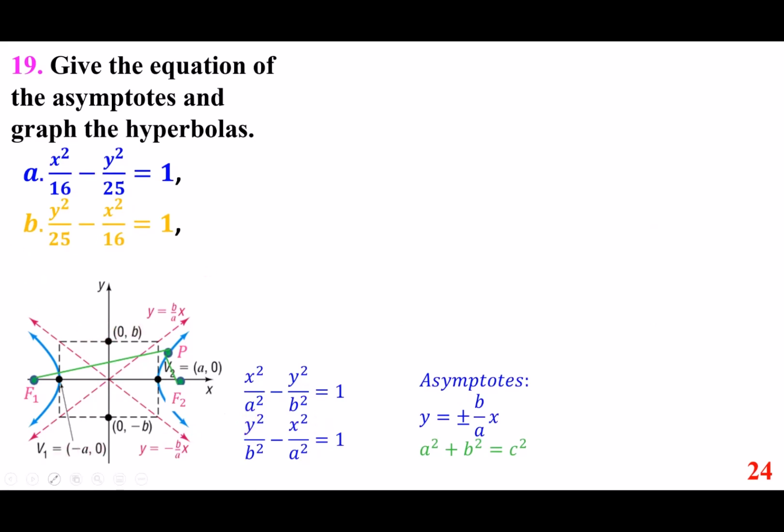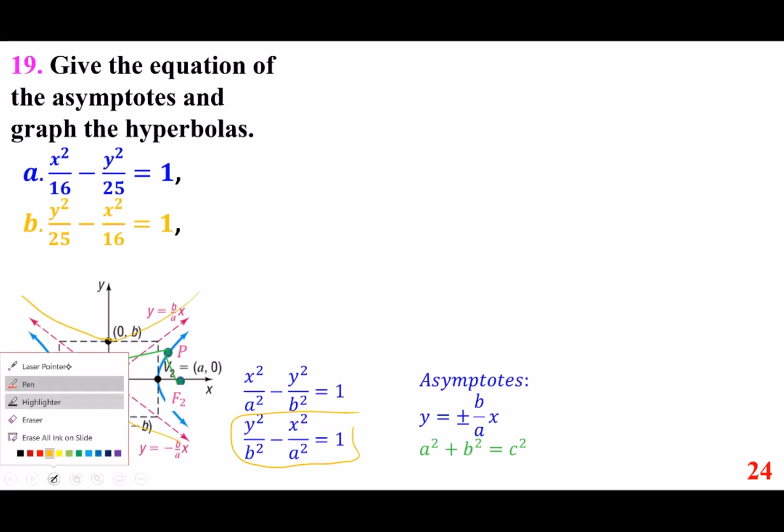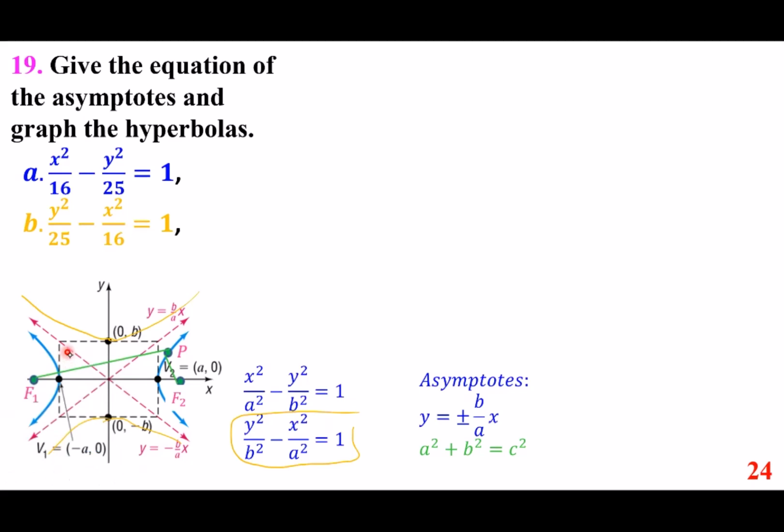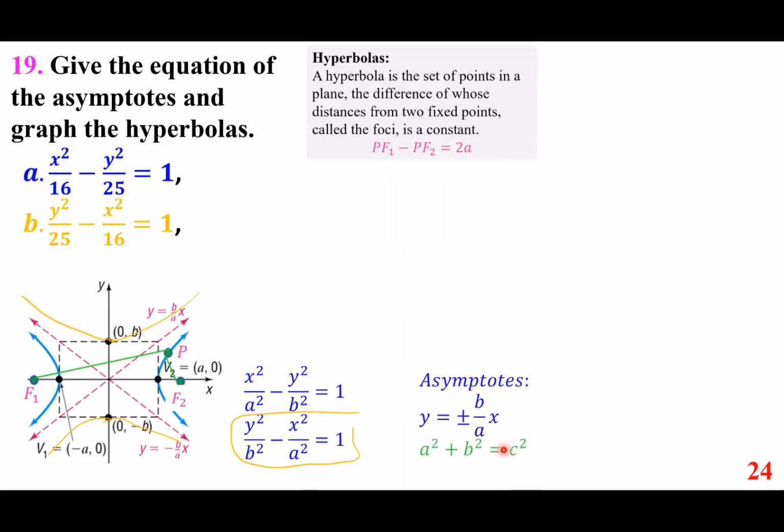so this one would be this one. When we write them in this fashion, we keep the b under y, and not all texts do that. Then the asymptote has the equation y equals plus minus b over a times x, and it remains unchanged. And no matter how you look at it, whether it opens sideways or up or down, always see the focal distance is the largest. Therefore, a squared plus b squared equals c squared.